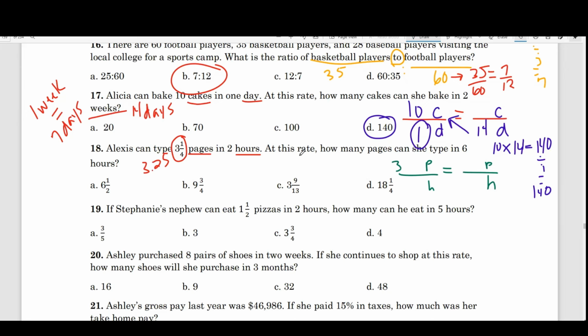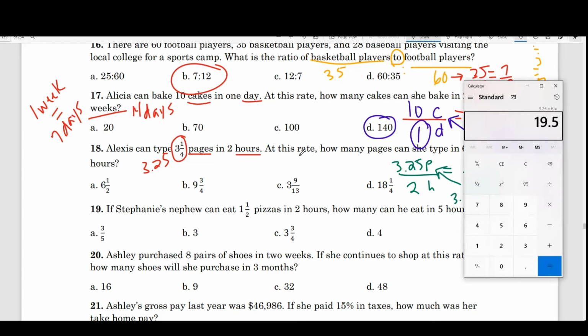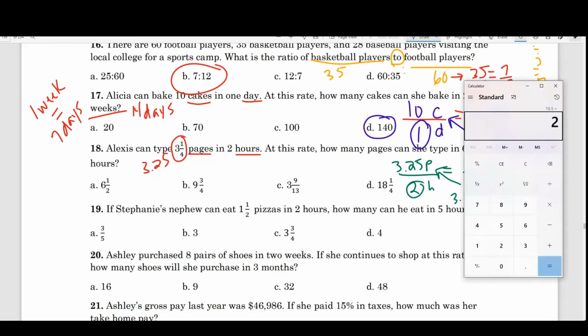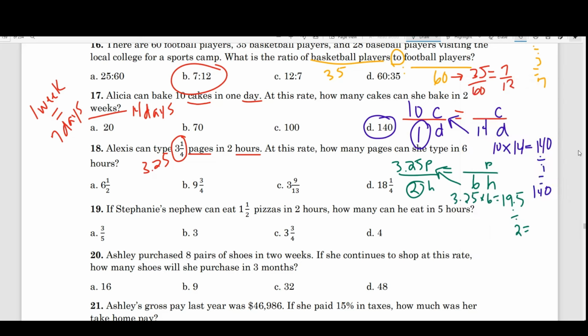All right, so 3.25 in 2 hours, 6 hours. Cross multiply wherever we have 2 values. So we're saying 3.25 times 6, which is something, 19.5. And then we divide by the value that's left over. So we divide that by 2, and that gives us something, 9.75, which would be B.